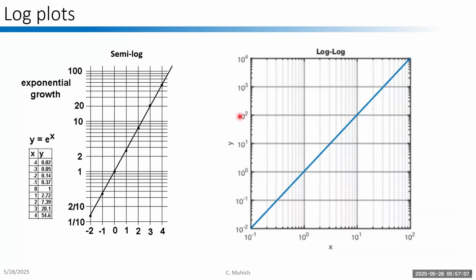I can take this to the next extreme where I have a log-log plot, where not only y is on this sort of log scale, but x is also on the log scale. So as you go forward in chemical engineering, these are the ways that information will be presented.